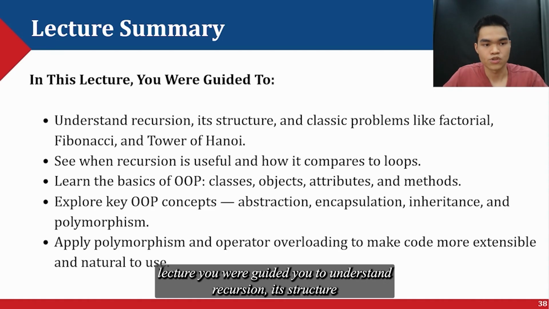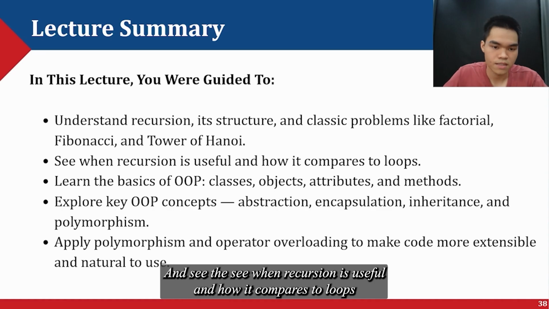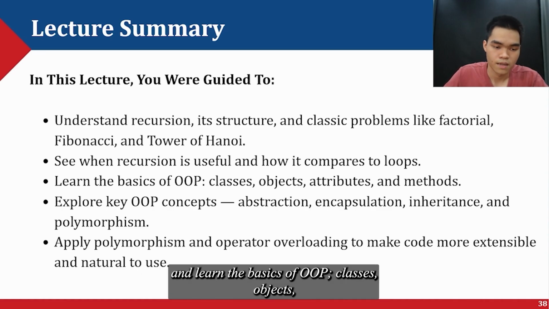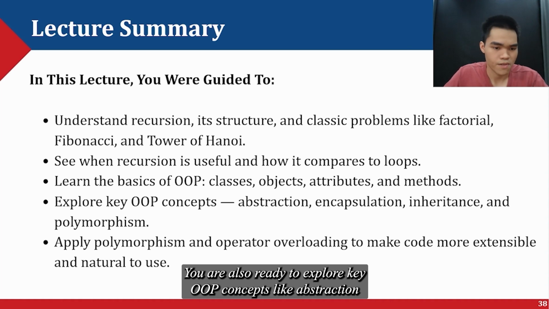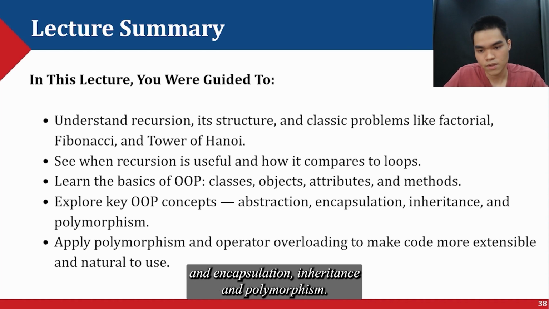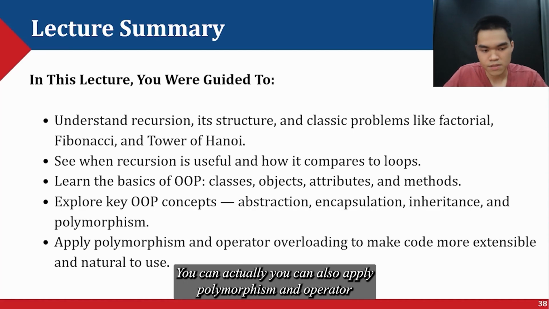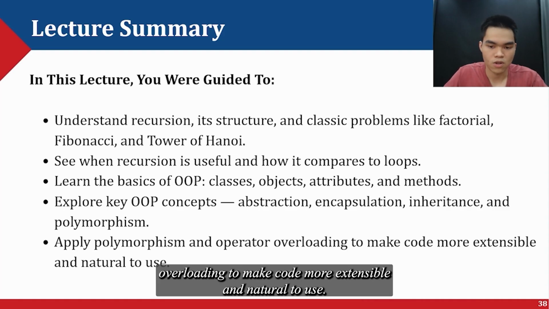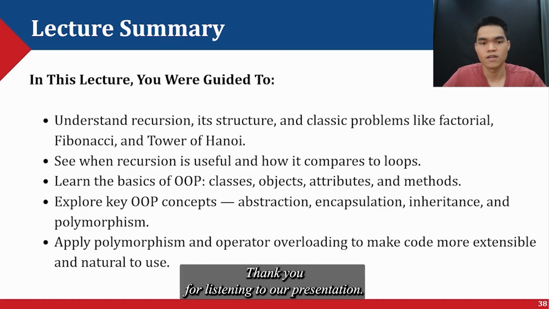In this lecture, you were guided to understand recursion, its structure, and classic problems like factorial, Fibonacci, and Tower of Hanoi, and see when recursion is useful and how it compares to loops, and learn the basics of OOP: classes, objects, attributes, and methods. You are also ready to explore key OOP concepts like abstraction, encapsulation, inheritance, and polymorphism. After this, you can also apply polymorphism and operator overloading to make code more extensible and natural to use. So that's all. Thank you for listening to our presentation.